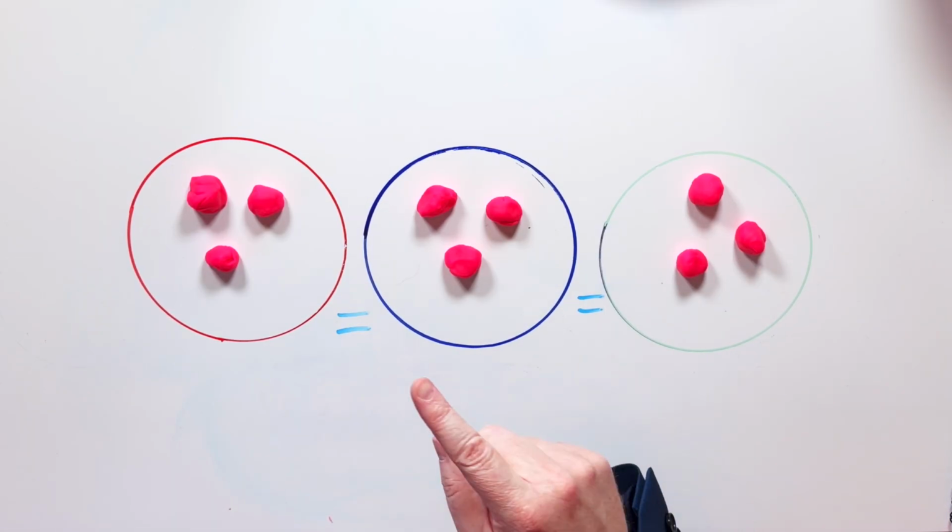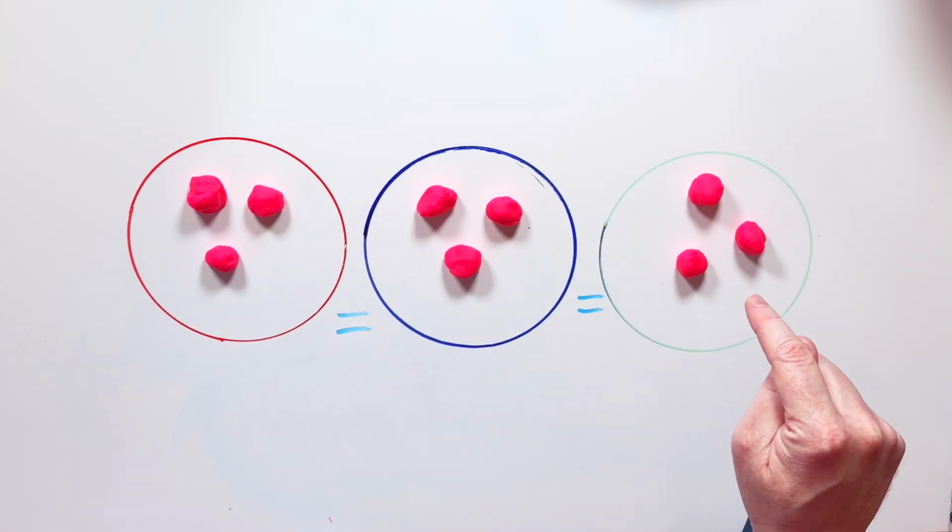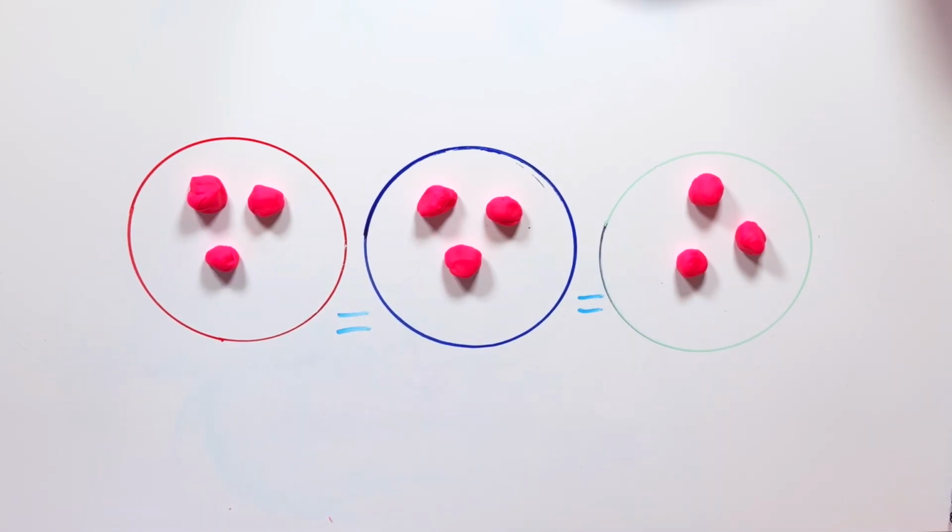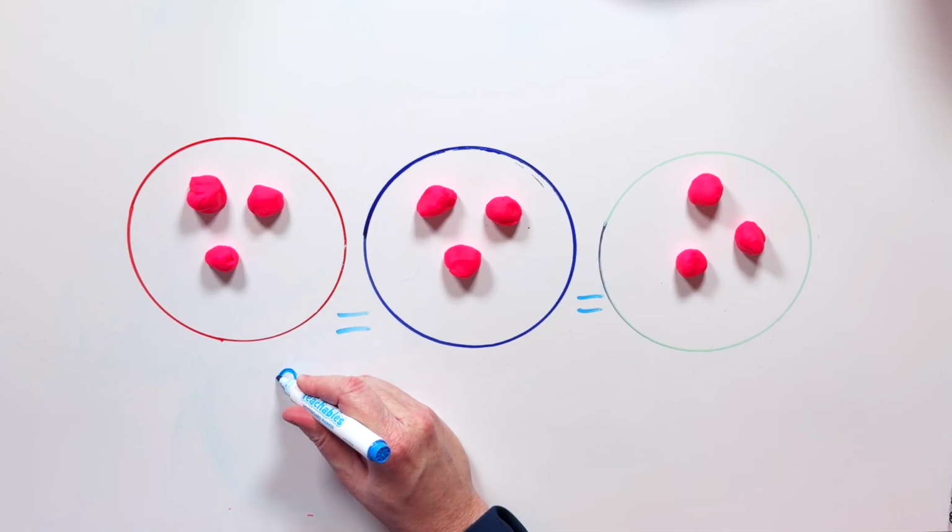Now I had 9. 1, 2, 3, 4, 5, 6, 7, 8, 9. I had 9 Play-Doh balls and I made equal groups. I made 3 equal groups. How many Play-Doh balls are in each group? Yes, 3. So now we can say some things about 9.